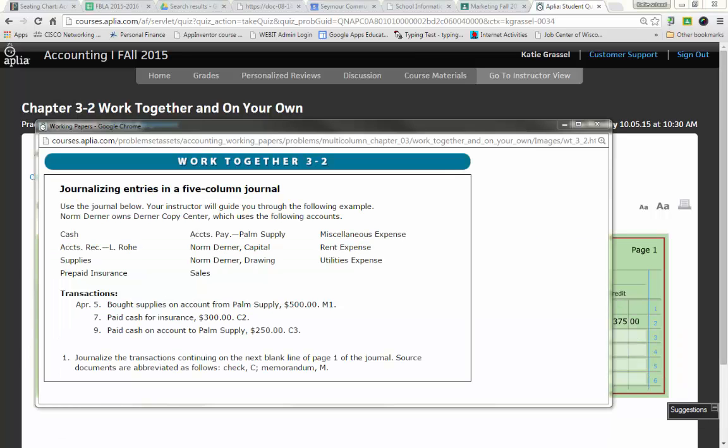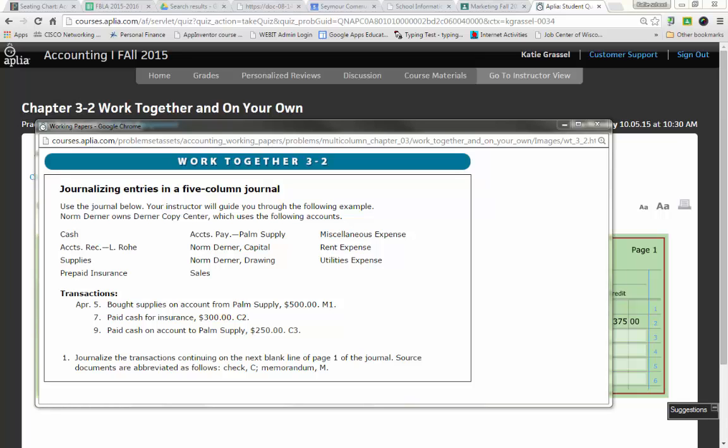So work together 3-2. It is on for you. If you hit refresh, you should see that come up. Basically, we're going to go through and do the same thing we did before, but we have a couple different transactions. And what we have in 3-2 is a transaction on April 5th right here. Bought supplies on account from Palm Supply, $500, M1. M again stands for memorandum. And a memorandum is basically a note between you and the other business stating what happens.